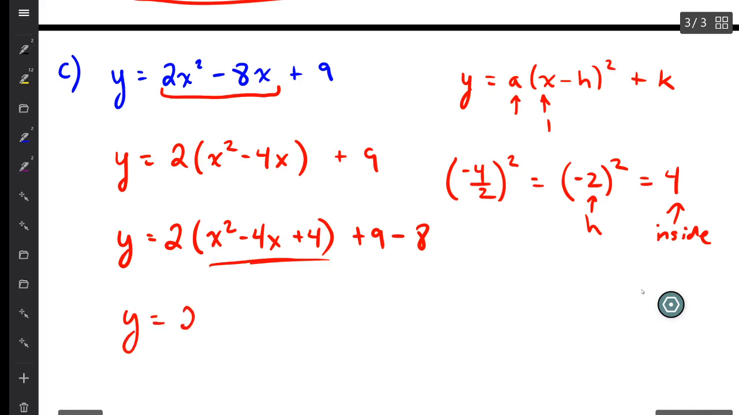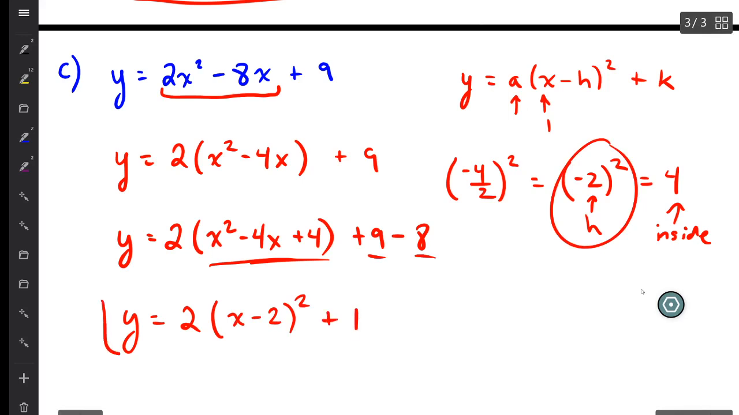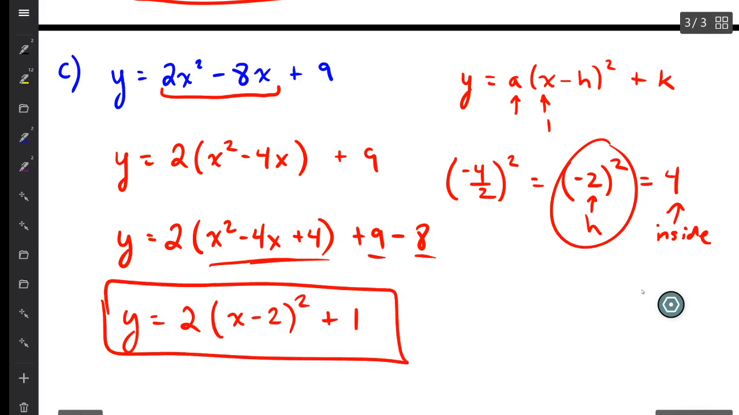And we're going to leave the 2 right there. And my 2 terms are going to be, like I said, the negative 2 and the negative 2. So that's x minus 2 squared. And plus 9 and minus 8 will be plus 1. And this is now in vertex form.